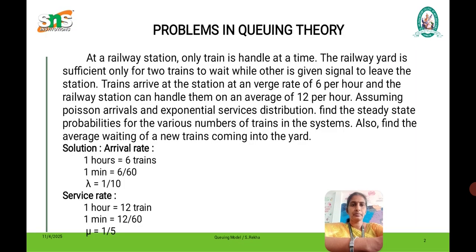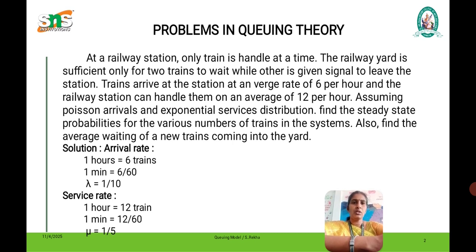In the previous video we discussed queuing theory, its characteristics and the basic definitions, and also some of the problems in queuing theory. This problem is based on model 3, in which a finite number of customers will enter the system. Let us see one problem.